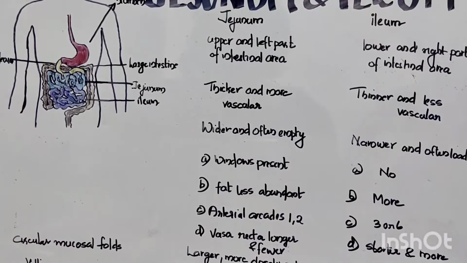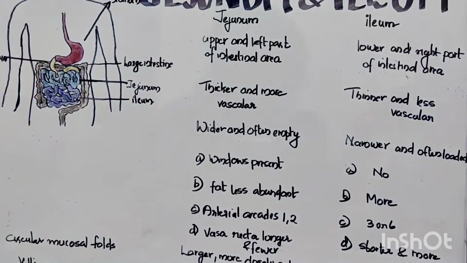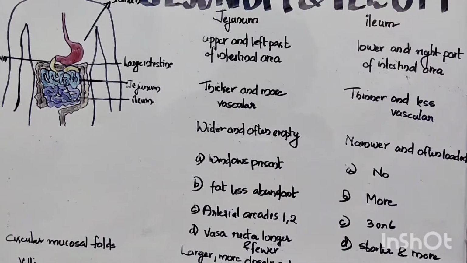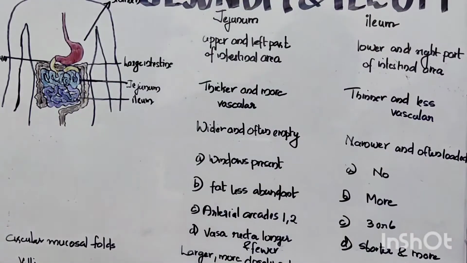Hello everyone, in this video we will continue the anatomy of the small intestine. Today we will discuss the second and third parts of the small intestine, that is the jejunum and ileum. In the previous class, when we discussed the general features of the small intestine, we covered features that include both the jejunum and ileum. So today we are only doing a comparative study of the features of jejunum and ileum.